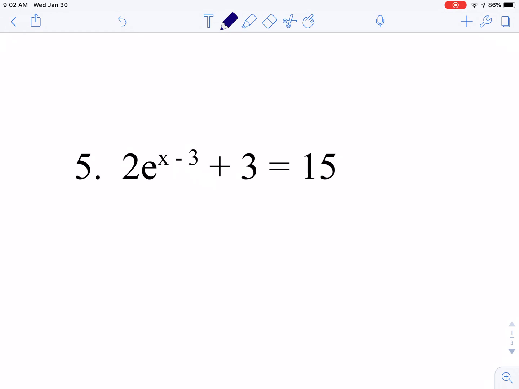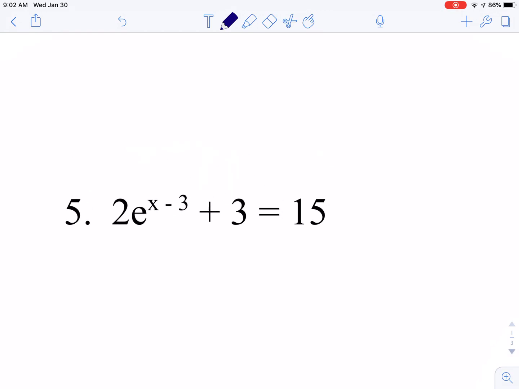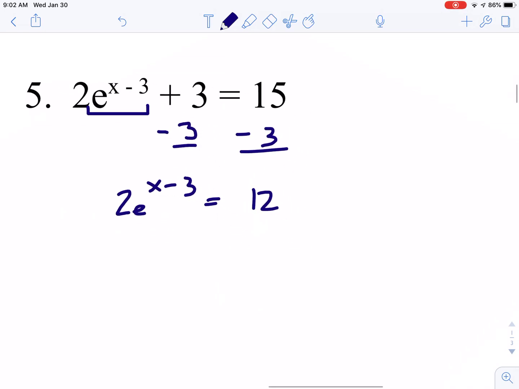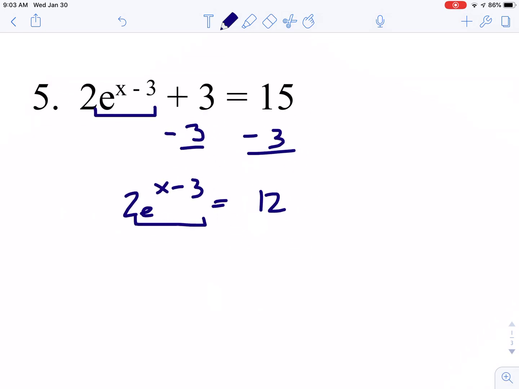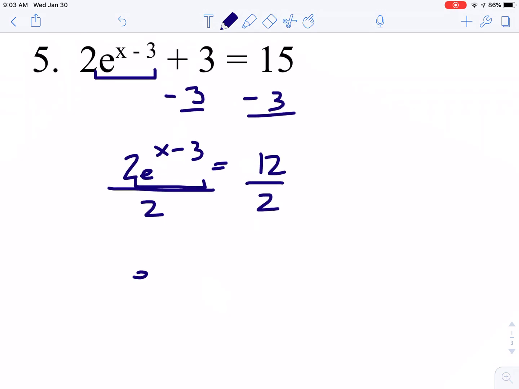The next one will be a little more complicated, because before we can get rid of the base, which is this exponential part, we need to isolate it. So we're going to subtract 3 from both sides, and you get 2e to the x minus 3 equals 12. That's close, but it's not quite isolated yet. There's still this 2 out front, so we divide both sides by 2. Now you get e to the x minus 3 equals 6. Now it's isolated.